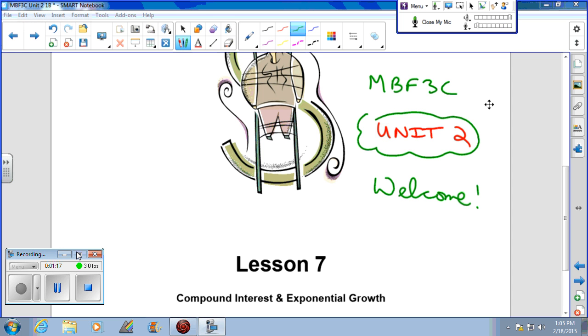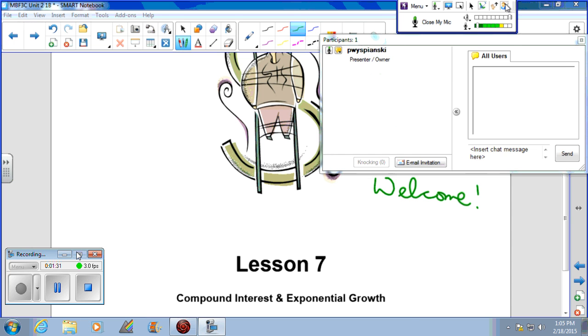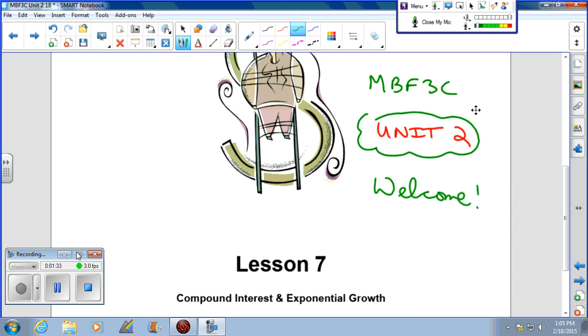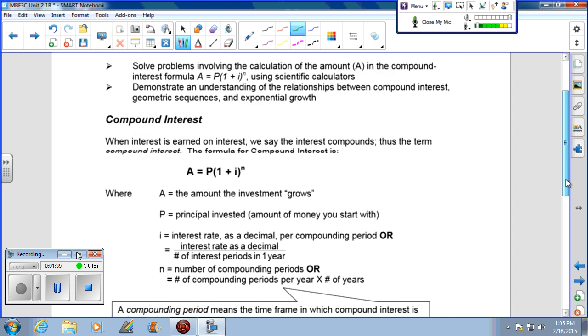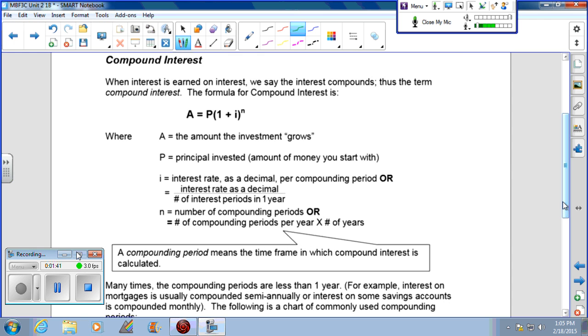Okay. So let's take a look here. So this is lesson 7, and remember this is in unit 2. Okay, so not your unit 1 handout, the unit 2 course material is what you should have. And if not, you'll have to see your DEC. Okay. So here we go. So this is compound interest, and they actually show you the formula there.